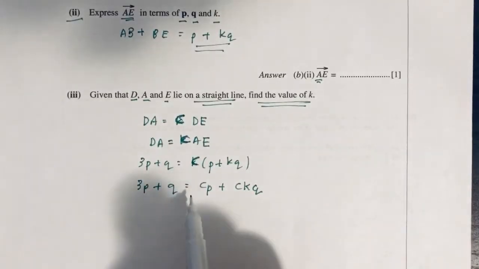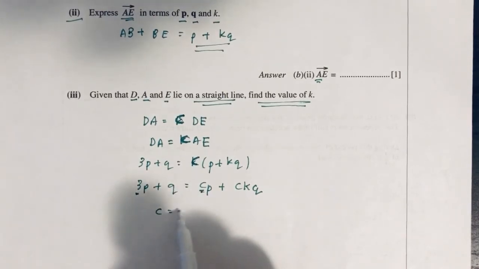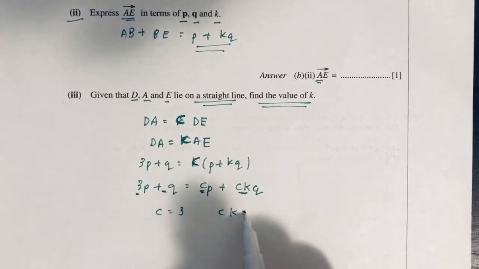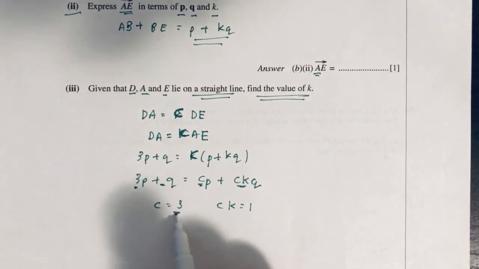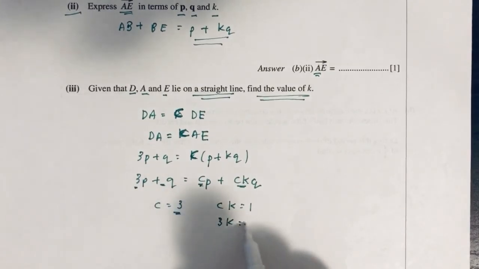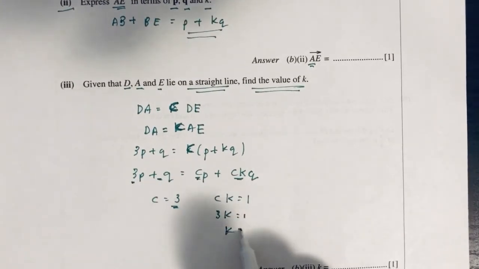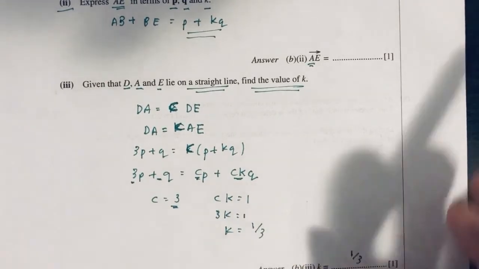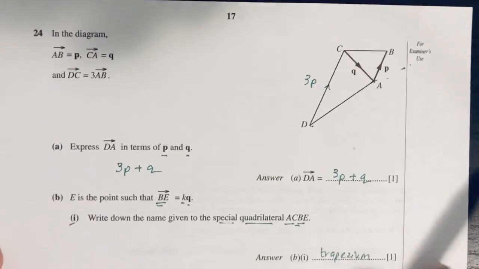Okay, so now we compare the coefficients. We find out that C equal to 3 and here 1. So we found that KC equal to 1. The value of C is 3, so 3K equal to 1, which means K equal to 1 over 3, and that will be your answer for part 3. That is question number 24.